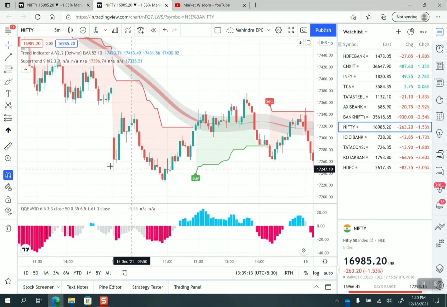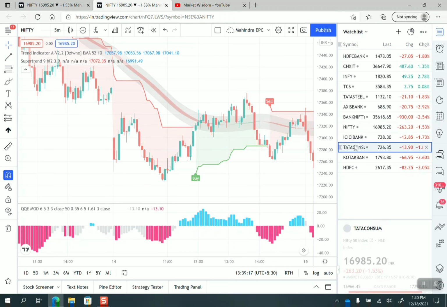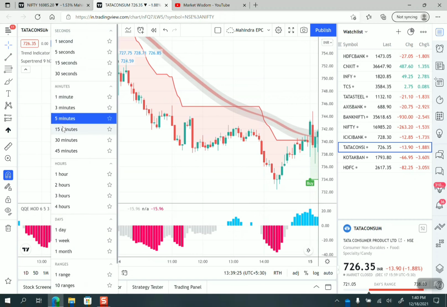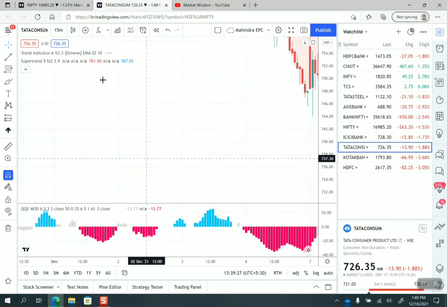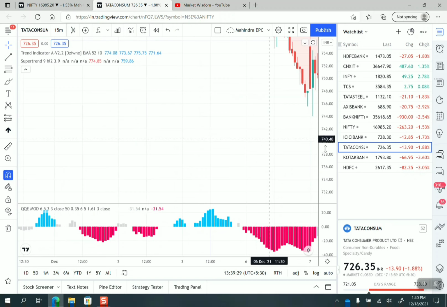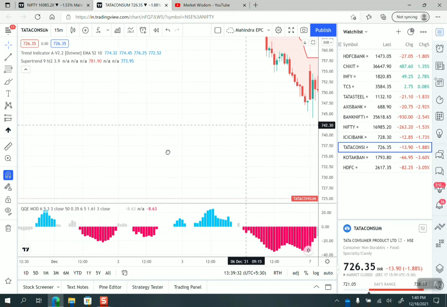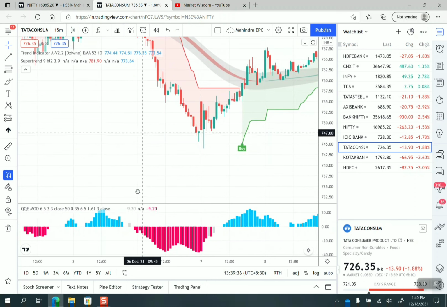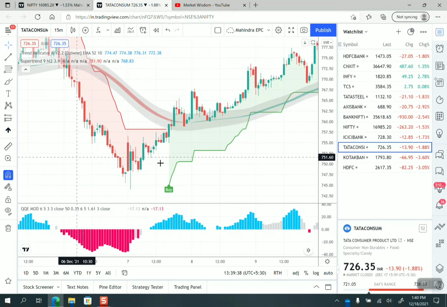So let's go back and test it for any other stock. Let's check it for Tata Consumer, whether it is working or not. In this Tata Consumer case, I will select the 15-minute candle for stocks, and in Nifty, Bank Nifty, I will generally select the 5-minute candle for this particular strategy. Let's look at what the condition is. Let me remove all the drawings I have. Okay, so let's look at what the scenario is.